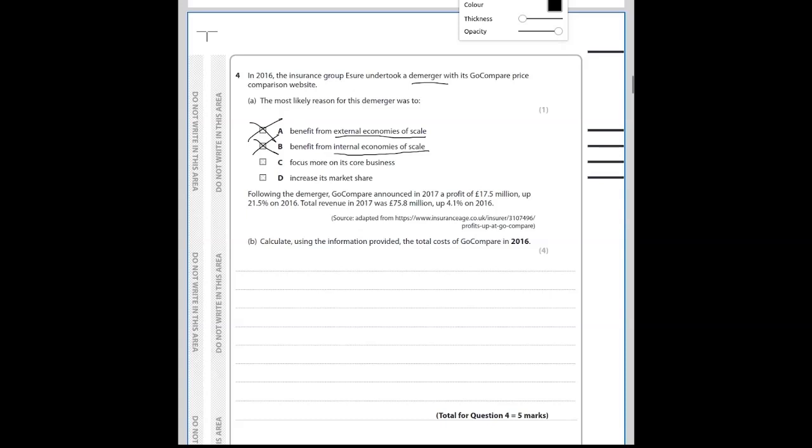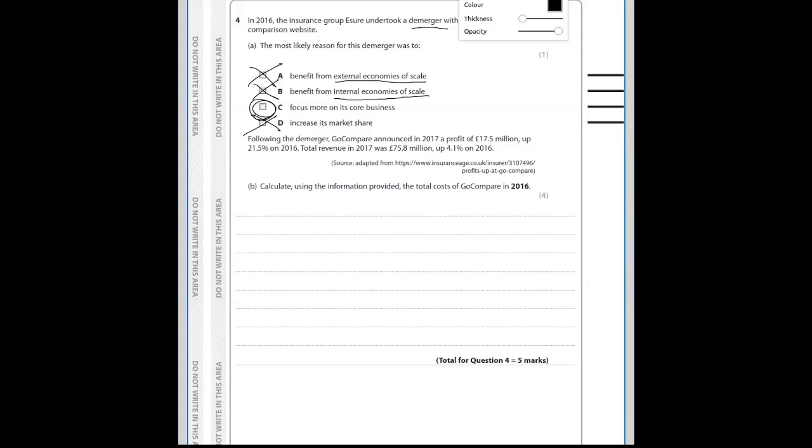Finally, we've got C, focus more on its core business, and D, increase its market share. So D can't be the answer, right? Because again, we're reducing the size of the business, presumably then we're reducing the sales and revenue. So C has to be our answer, focus more on its core business. That makes sense because a price comparison website and insurance are sort of related, but they're not the same type of service. So we would think maybe cutting out the GoCompare website is going to improve my core business. It's going to allow me to focus more.